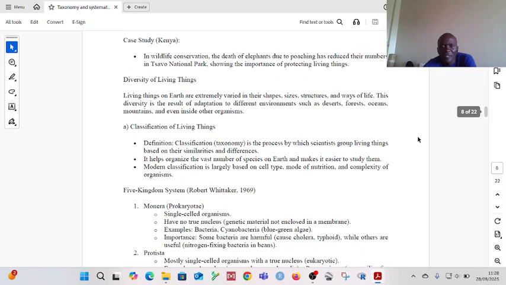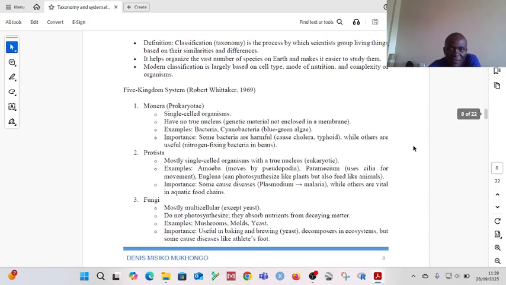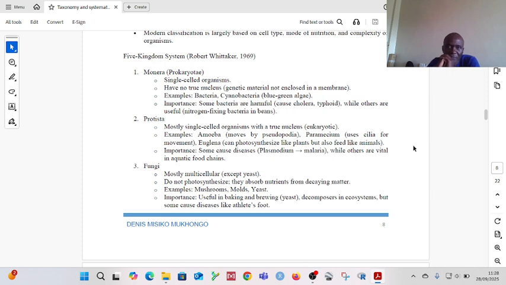So, as it is, we have about a five kingdom system of most living things. One, we have the Monera, which includes those single-celled organisms. These are single-celled organisms that have no true nucleus. So in the kingdom Monera, you find mostly what we call the prokaryotes. You find bacteria hapo ndani.